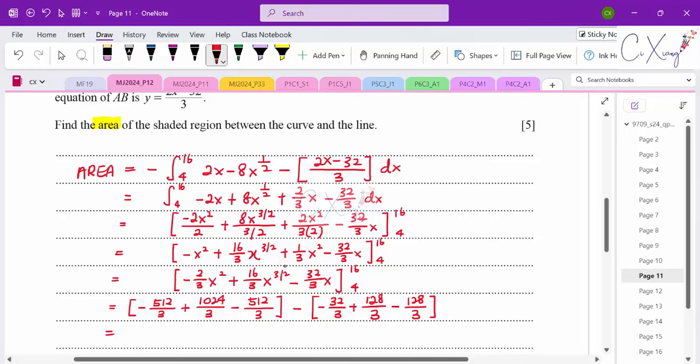Okay, then after that, you simplify the answer. If you can observe very carefully, right, all the first term here cancel off with each other, they become 0. The last two terms here cancel with each other, they also get a 0. So I only left this particular term here, which is 32 over 3.